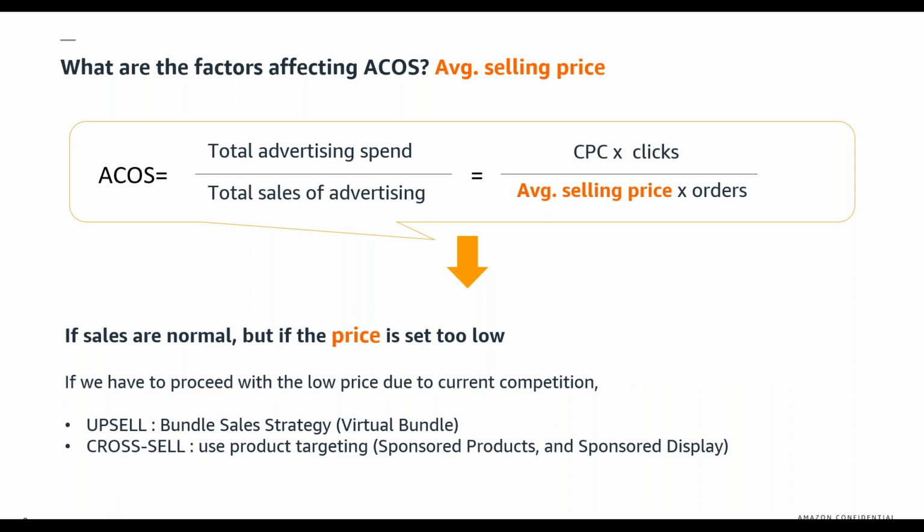Longer term solution is, as I say, influencing your own average selling price. So there are a few different solutions you can choose to upsell: using virtual bundles or a bundle sales strategy to increase your average selling price, or to do cross-sell. You could also use product targeting with sponsored products or sponsored display, essentially to get people to add more into their basket, and influence the average selling price and increase the overall spend on the products that you're selling.